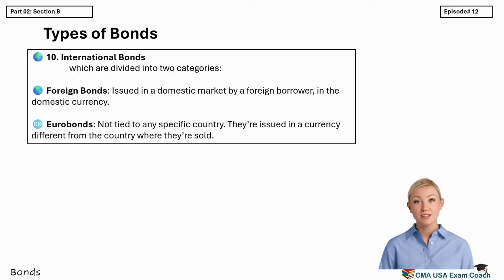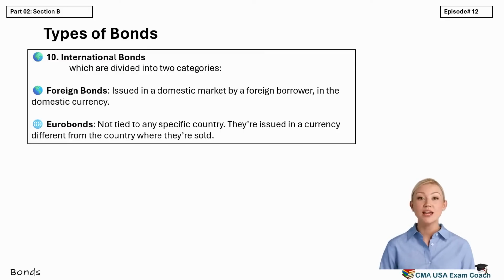On the other hand, euro bonds are issued in a currency that's different from the country where the bond is sold. For instance, a US company could issue bonds in Japan that are denominated in euros. These bonds offer more flexibility and global reach for both issuers and investors.